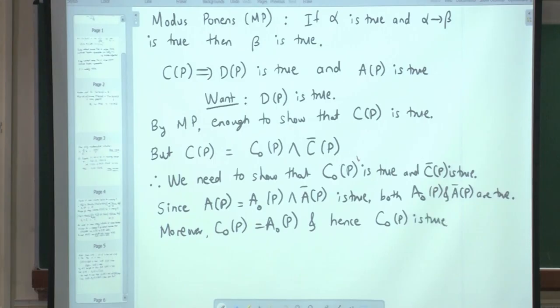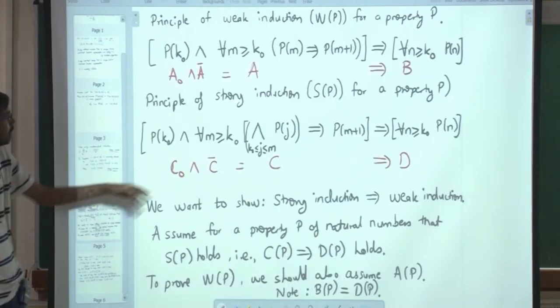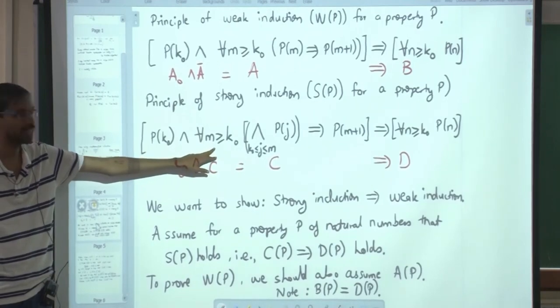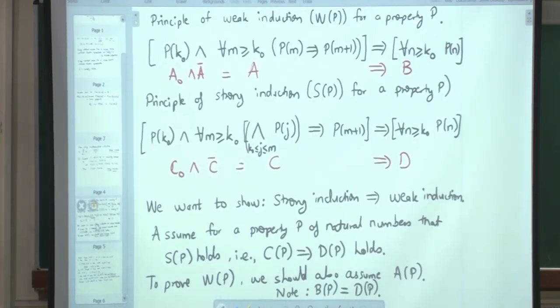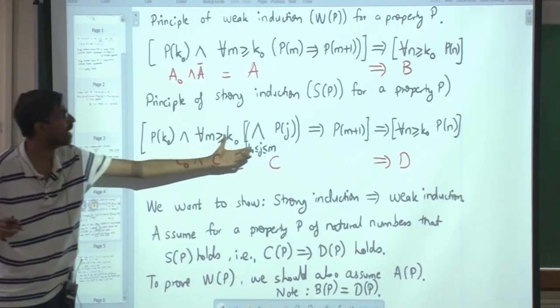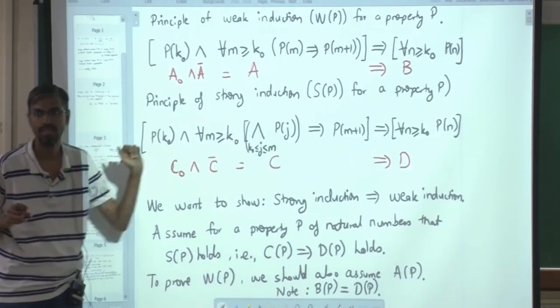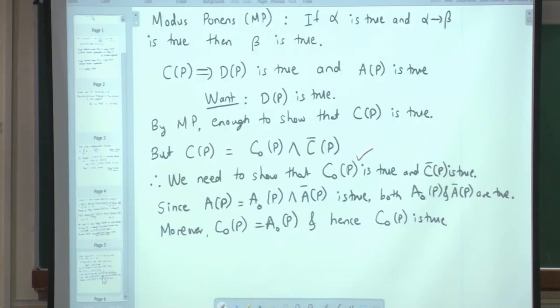So I am going to put a tick mark to this. C0 of P is true. We have proved that. Now what do we need to prove? C bar P is true. Let us look at what is C bar P. We need to show for all M bigger equal K0, whenever this conjunction is true, then P M plus 1 is true. So when we want to prove something for all M bigger equal K0, we should choose some M and prove it for that, and it will automatically follow. Correct? So we should choose an M and then assume the left hand side and then prove the right hand side.